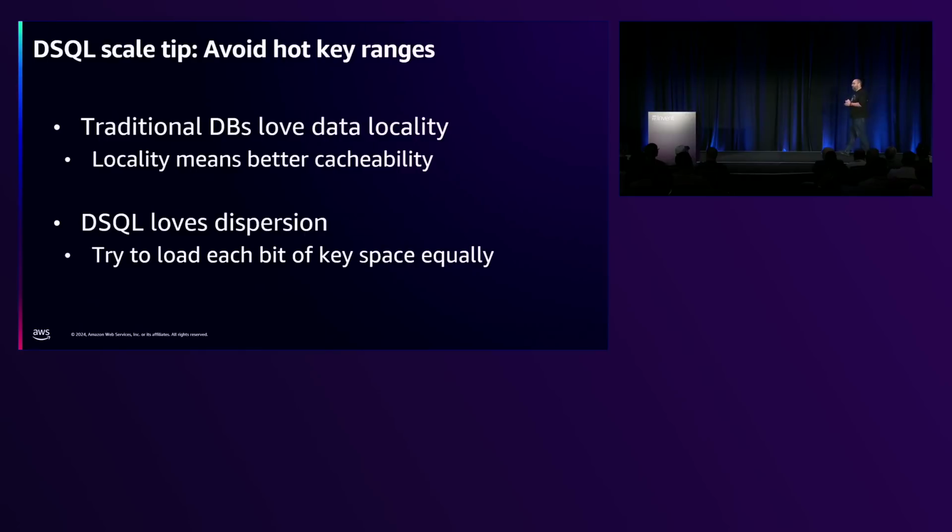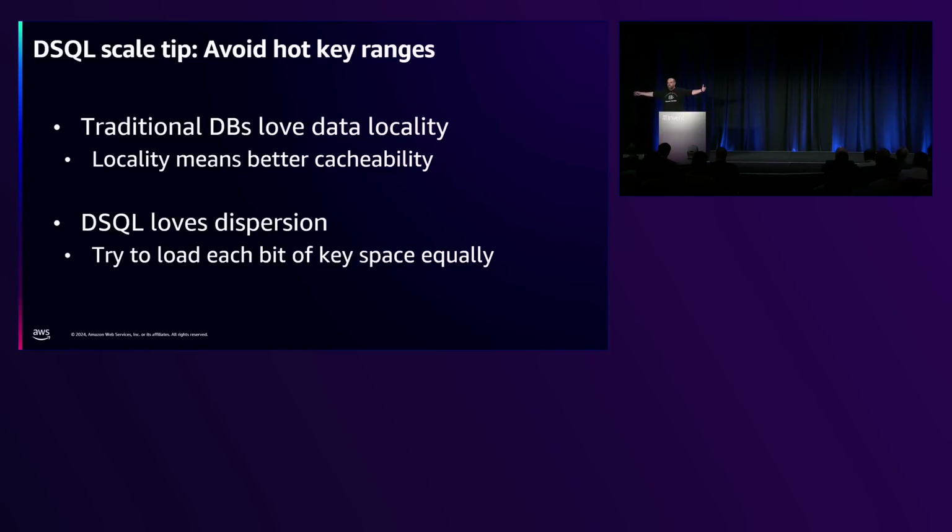And so a lot of the performance tuning of single machine databases is about optimizing for better data locality. And in a computer science sense, data locality is just a great thing in single systems for performance. DSQL, on the other hand, from a performance perspective, loves dispersion. It wants your workload, especially your writes, spread out over the key space as much as possible. And so from an optimal scale perspective, you can try to load each piece of the key space about equally.